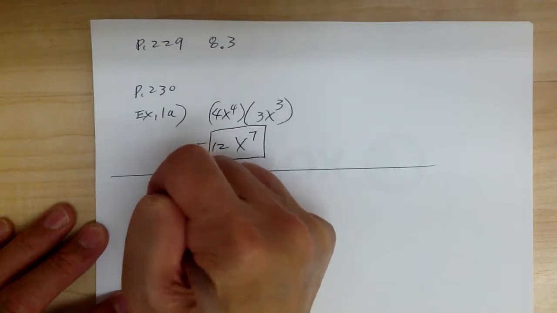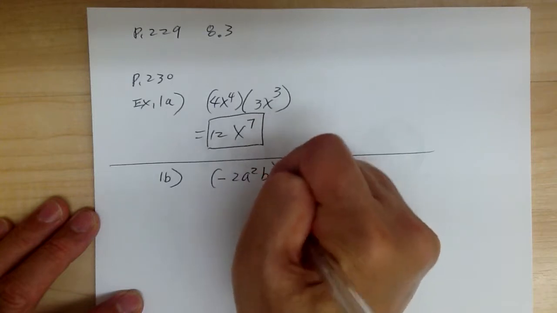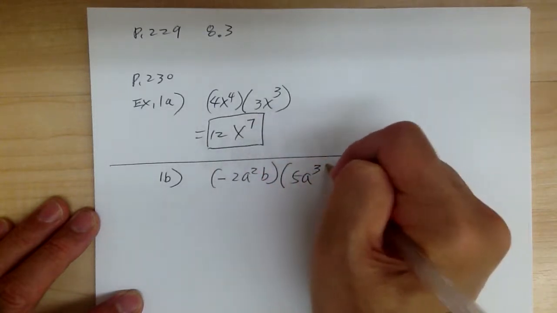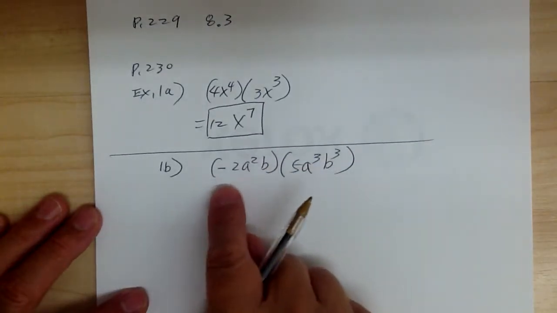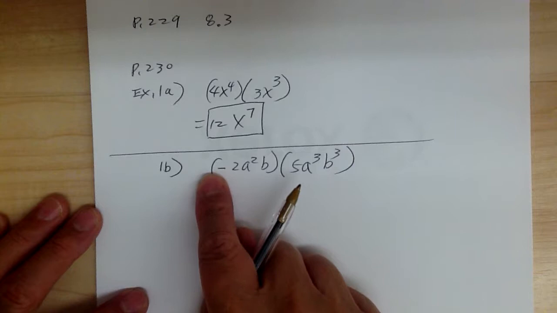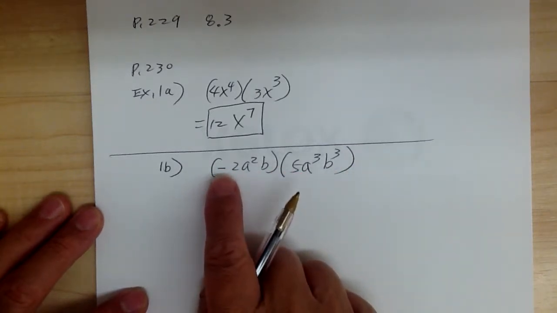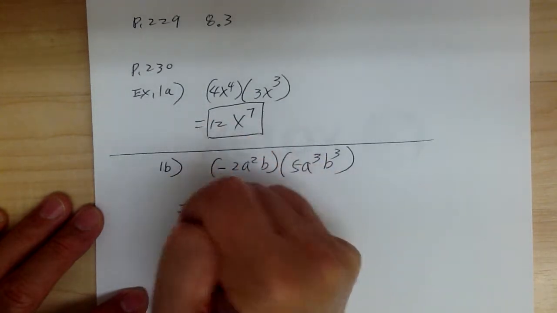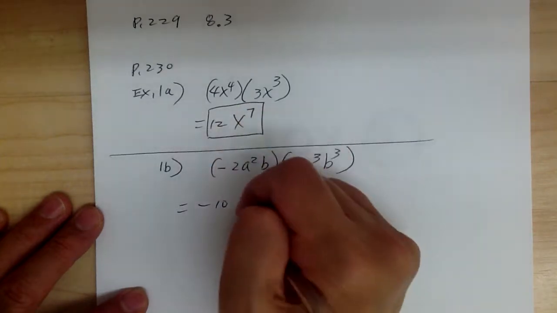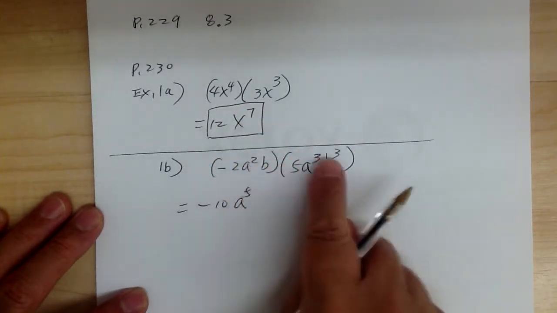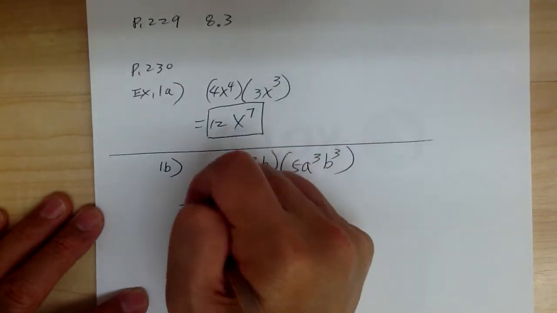And let's go to B. You have negative 2a squared b times 5a to the 3 b to the 3. So again, when you multiply, first you take care of the sign and the numbers. Because these are fairly easy, you can do the sign and the number together, or you can do them separately, either way. Negative 2 times 5 will give you negative 10. Then you go down the alphabet. a to the 2 times a to the 3 gives you a to the 5, right? When you multiply, you have to add the exponents. And b to the 1 times b to the 3 will give you b to the 4.